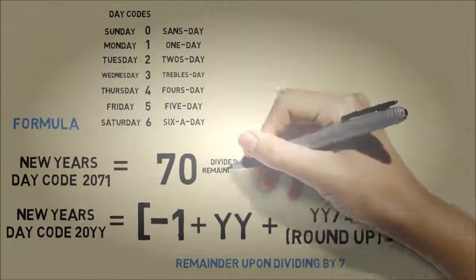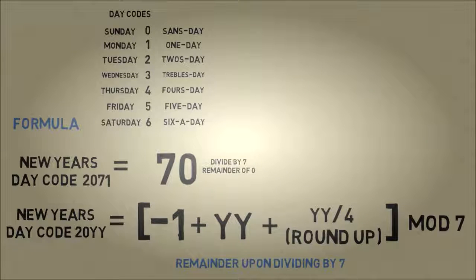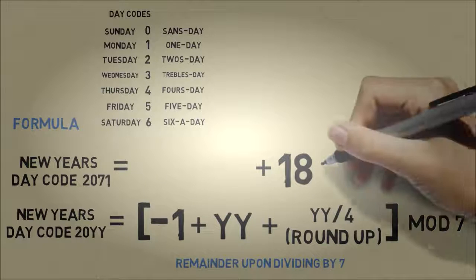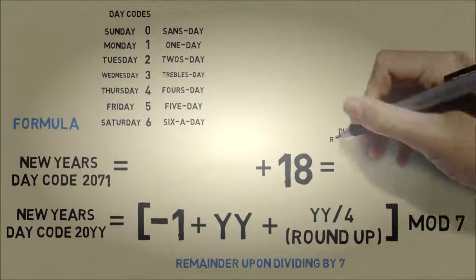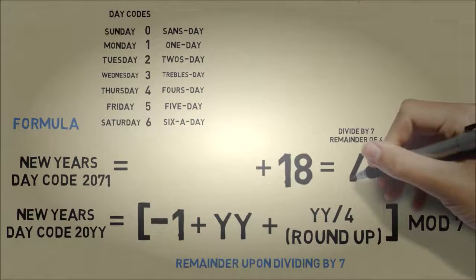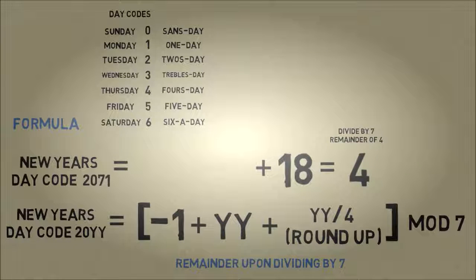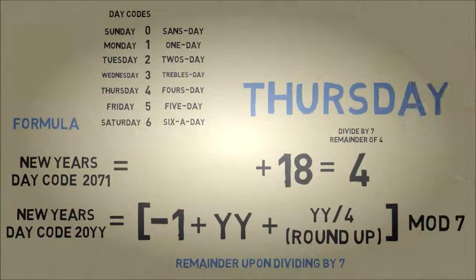And we can in fact just look at the remainder by 7 right now. When we divide 70 by 7, we get 0. So that whole term vanishes. The final term is 71 divided by 4 rounded up, which is 18. We then consider the remainder of this from 7, which is 4. So that means 4 is our day code, and therefore 2071 will start on a Thursday.